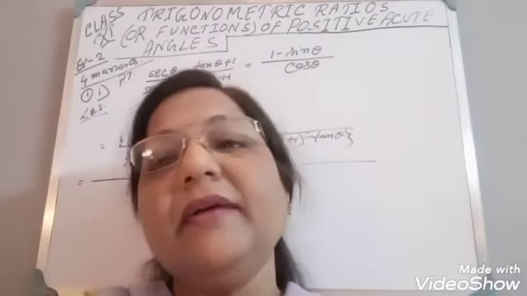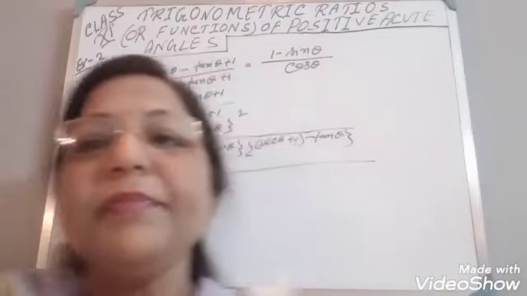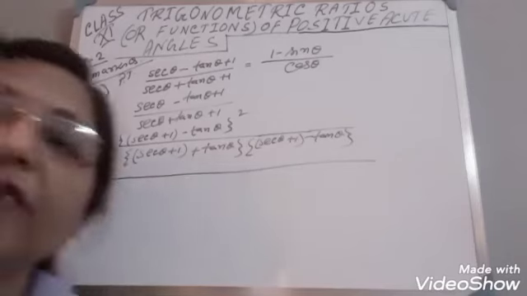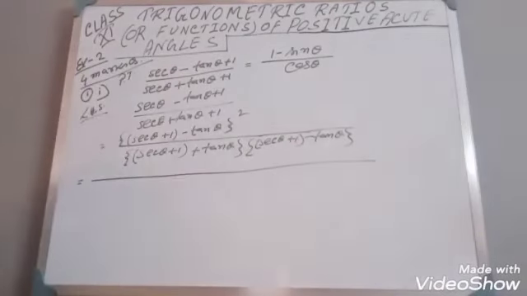Okay, we have already started the chapter on trigonometric ratios of positive acute angles, and the 2 marks questions for this chapter are already completed. Today I am going to start 4 marks questions. Okay, let's start. What is the question here?